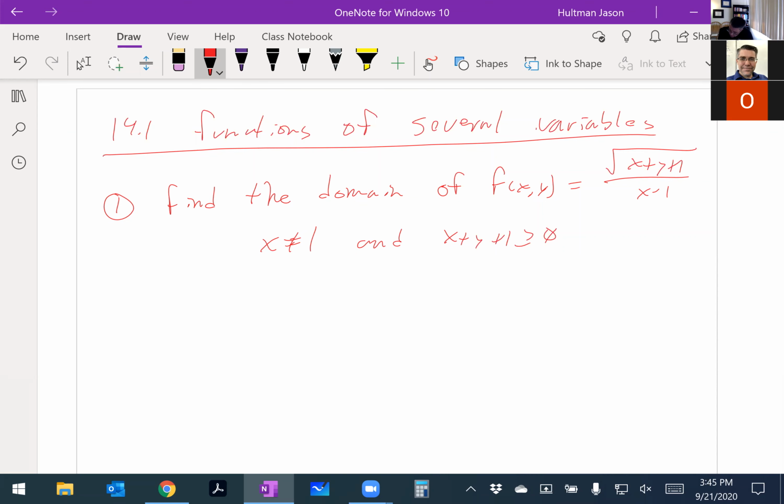Well, these are both lines. Okay, we can find the region in which these are both true. So let's solve this one for slope-intercept form. So y is greater than or equal to negative x minus 1. Right? Okay, and x is not equal to 1. So let's see what region we're talking about here in our domain.